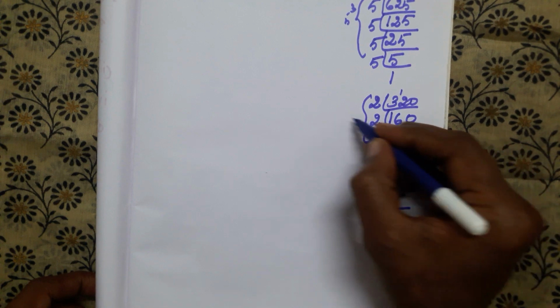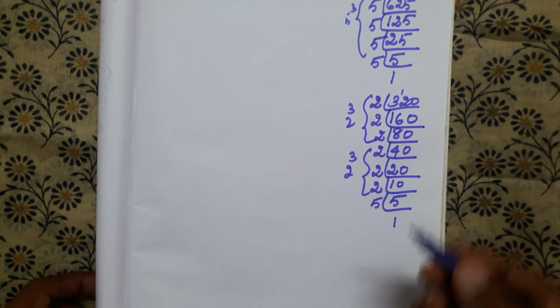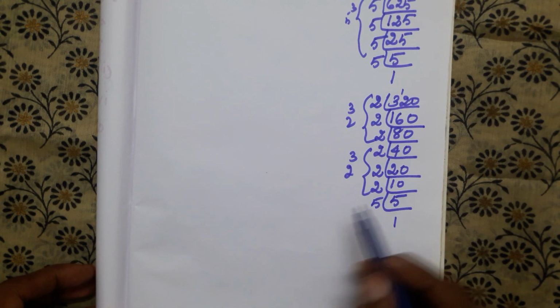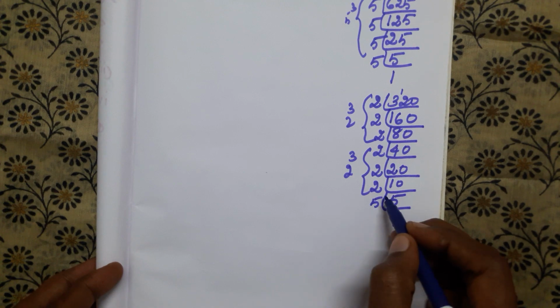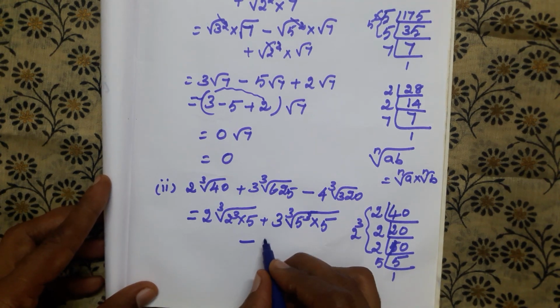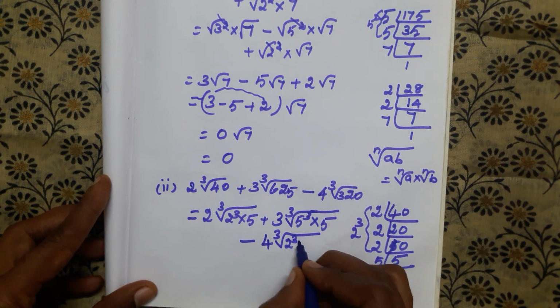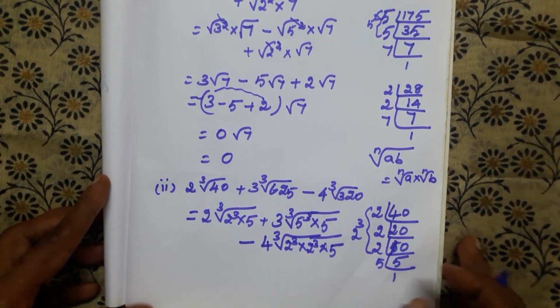Three numbers together taking, 2 cube into 2 cube. We can write this as 2 cube into 2 cube. This 5 we cannot write as a power of 3, so we can write this 5 alone. So we can write 4 into cube root of 2 cube into 2 cube into 5. Clear this?